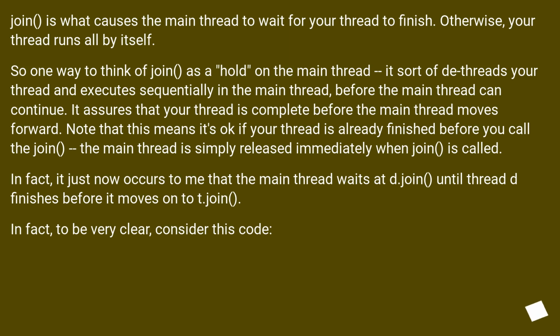Join is what causes the main thread to wait for your thread to finish. Otherwise, your thread runs all by itself. So one way to think of join is as a hold on the main thread. It sort of threads your thread and executes sequentially in the main thread, before the main thread can continue. It assures that your thread is complete before the main thread moves forward. Note that this means it's okay if your thread is already finished before you call join. The main thread is simply released immediately when join is called. In fact, the main thread waits at d.join until thread d finishes before it moves on to t.join.